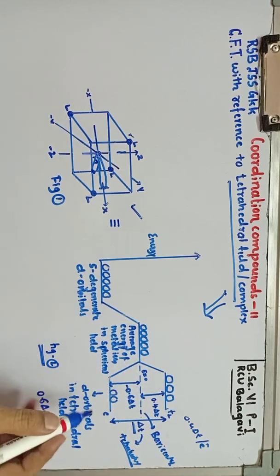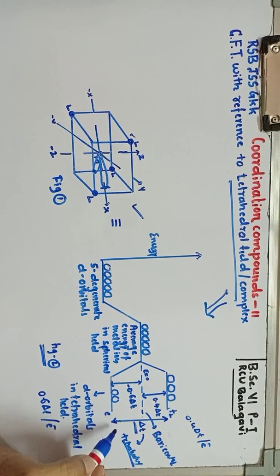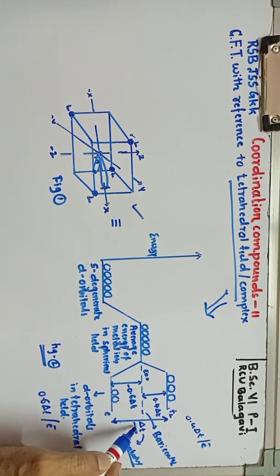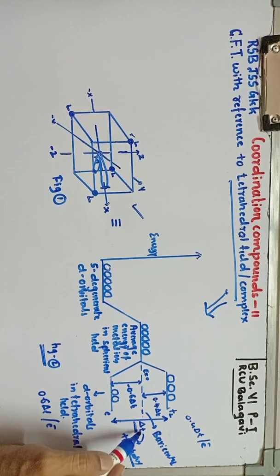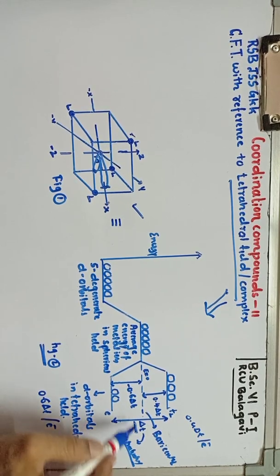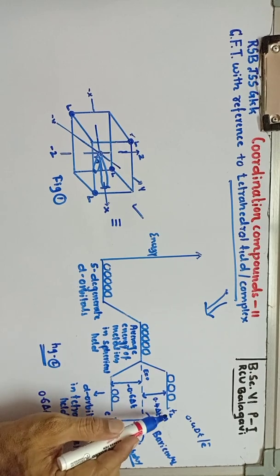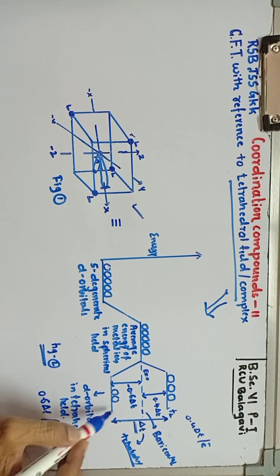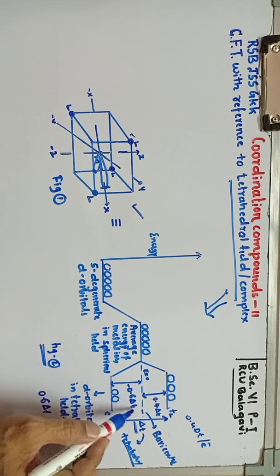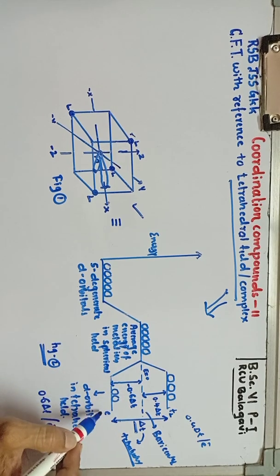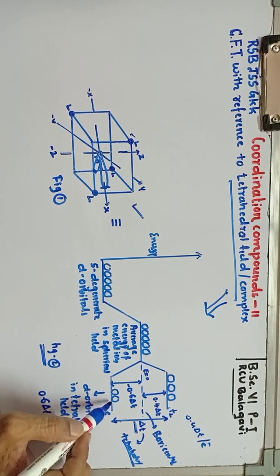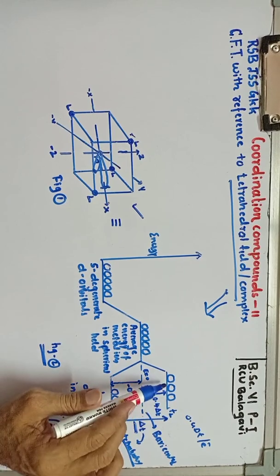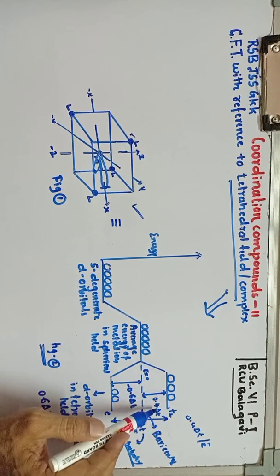Here the magnitude of crystal field splitting in a tetrahedral complex is denoted by delta T, where T stands for tetrahedral, and the T2 orbitals are 0.4 delta T above the barycenter, whereas the E orbitals are minus 0.6 delta T below the barycenter. That means each electron entering an E orbital will stabilize the complex by 0.6 delta T, whereas each electron entering a T2 orbital will destabilize the complex by 0.4 delta T.